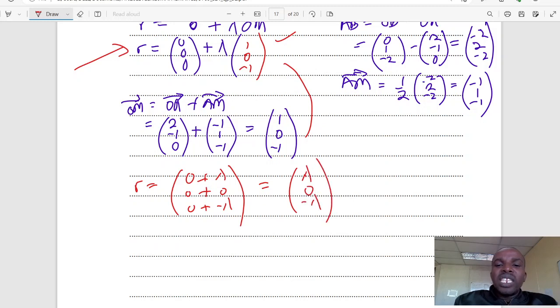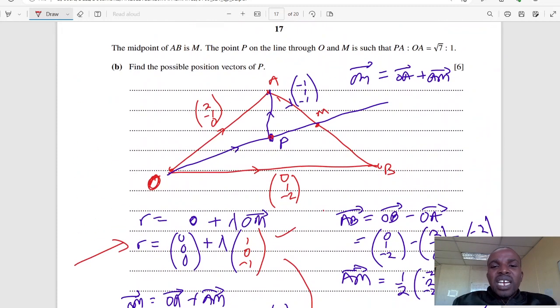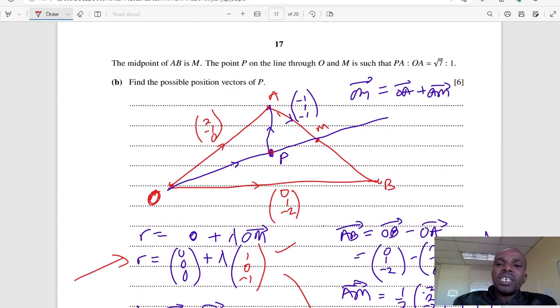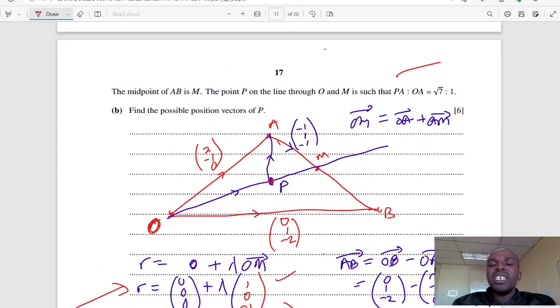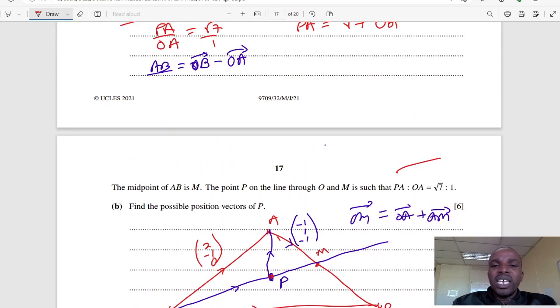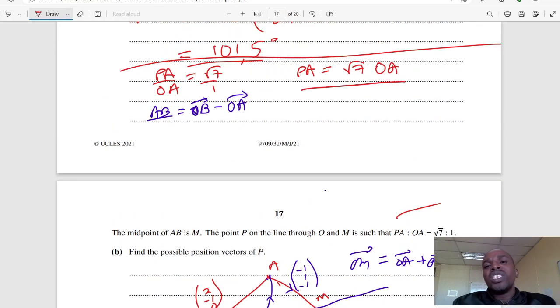So this one represents the position vector of any point on the line. In this case, it will represent position vector OP. That's the position vector of P, right? Now I'm given that PA is equal to root 3 of OA.